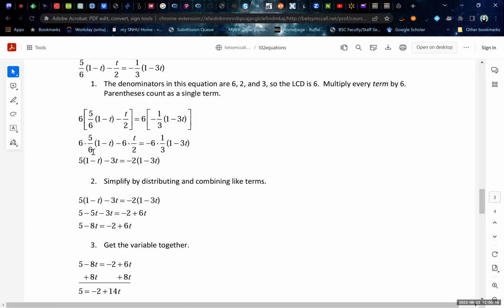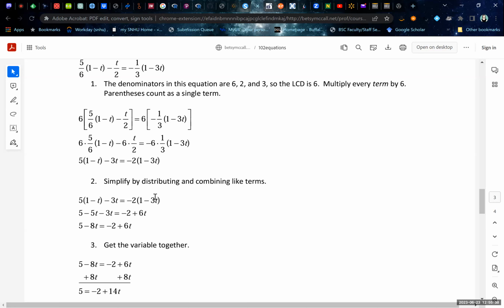Now here I'm going to start reducing. So 6 divided by 6, that cancels, and I'm left with just 5. 6 divided by 2 cancels partially, and I'm left with just a 3, because 6 divided by 2 is 3. Here, I'm canceling 6 with the 3, and I'm getting a 2. Don't lose this minus sign.